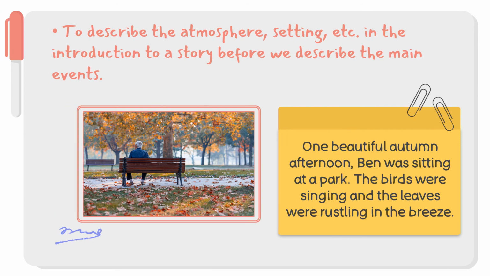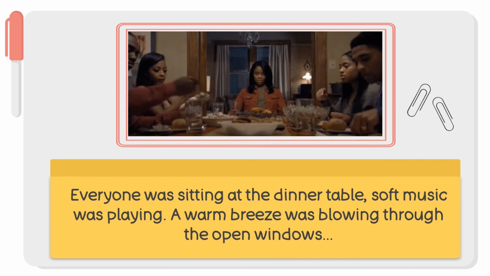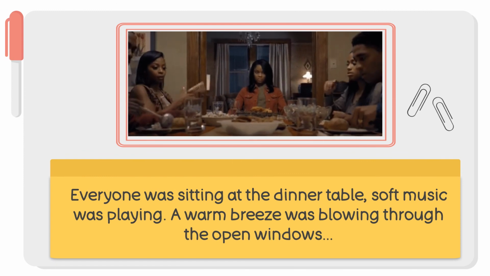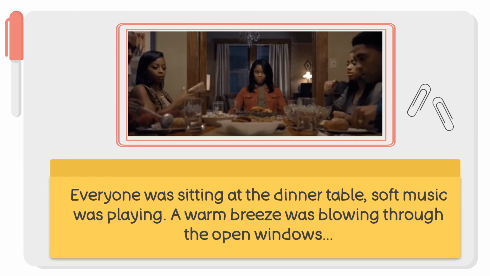To describe the atmosphere, setting, etc. in the introduction to a story before we describe the main events. It gives background information. One beautiful autumn afternoon, Ben was sitting at the park. The birds were singing and the leaves were rustling in the breeze. Everyone was sitting at the dinner table. Soft music was playing. A warm breeze was blowing through the open windows.